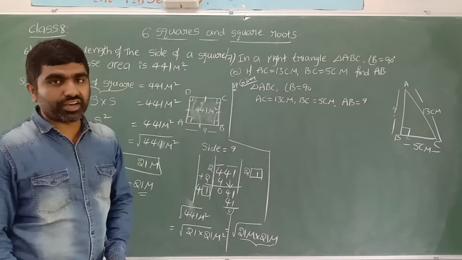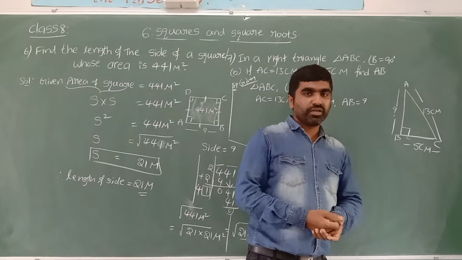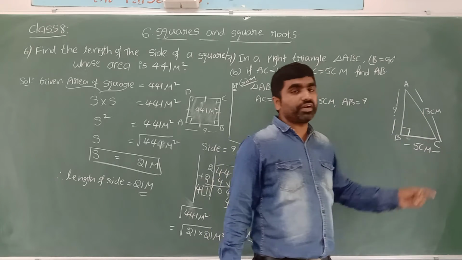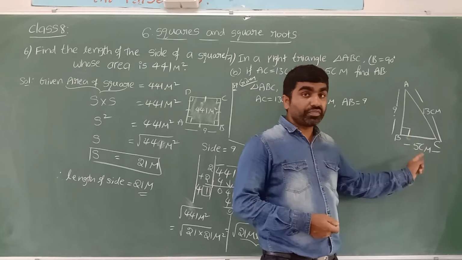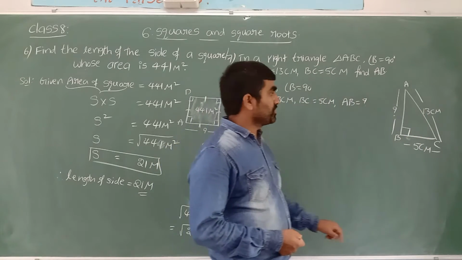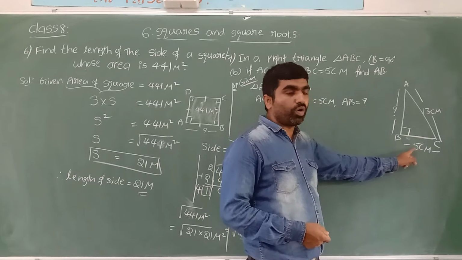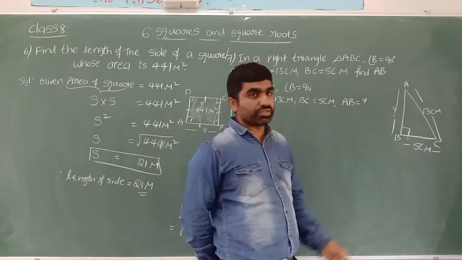See, it is the right angle triangle. Already we learned one condition, Pythagoras theorem. Pythagoras theorem connects the relation between the sides of a right angle triangle. We know that hypotenuse square is equal to side square plus side square, or we can say that hypotenuse square is equal to sum of squares of the other two sides.